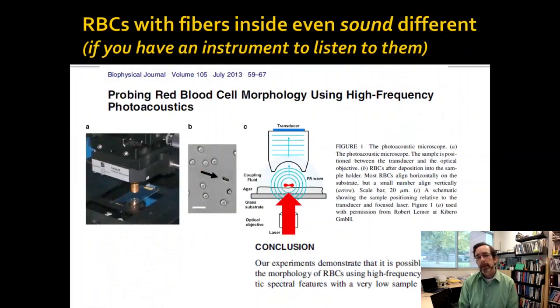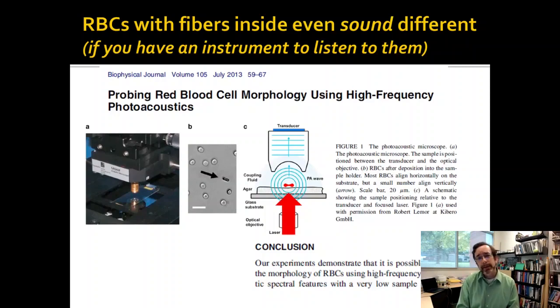So the red blood cells have very different shapes, and they even react differently to physical conditions. They even sound different. So they have this kind of photoacoustics. It's not really a microscope. It's more of a microscope plus a sonifier. And they actually will send sound waves in and see how the cells vibrate under those.